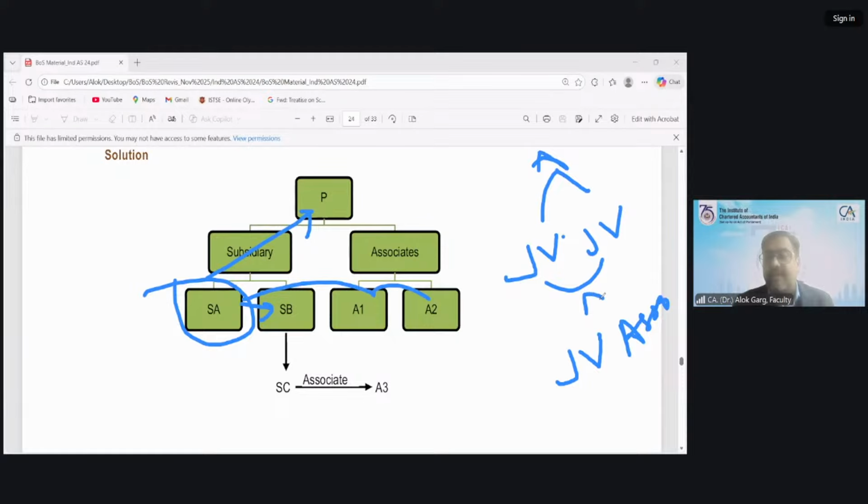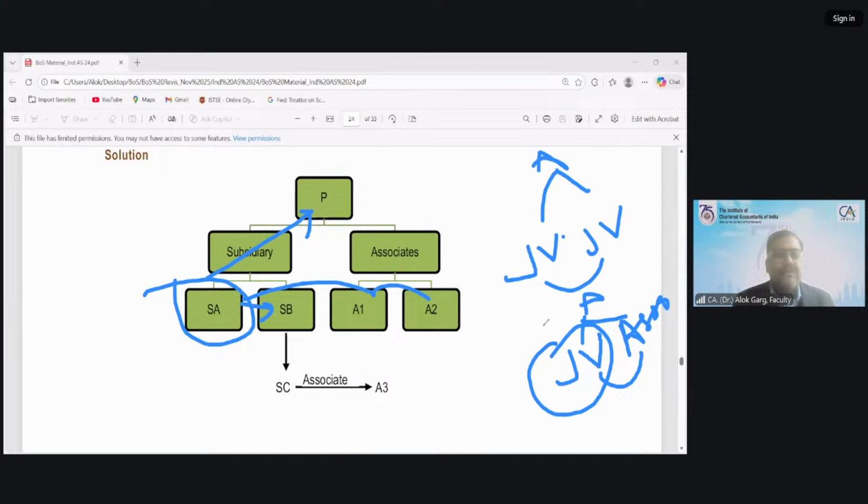Yes, sir. In that case, these two entities will also become related parties, right? Correct, sir. So instead of a JV, it is a subsidiary. A subsidiary has more influence, more control, right? So if two JVs can be related parties with each other, and a JV and an associate can be related parties with each other, then one subsidiary and one associate will always be related parties, right?